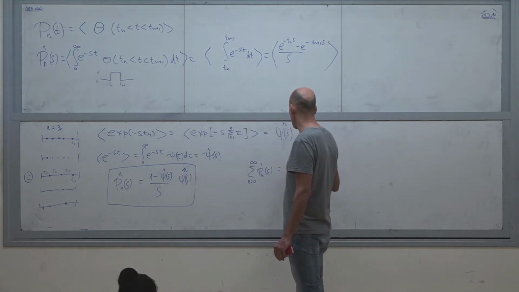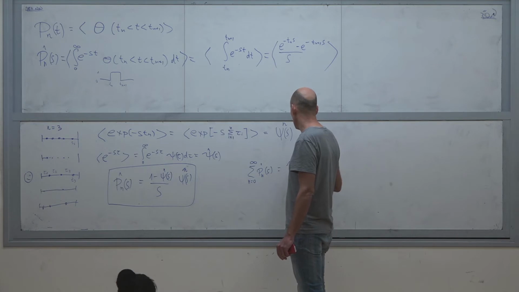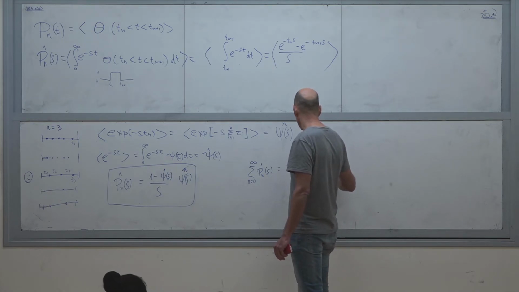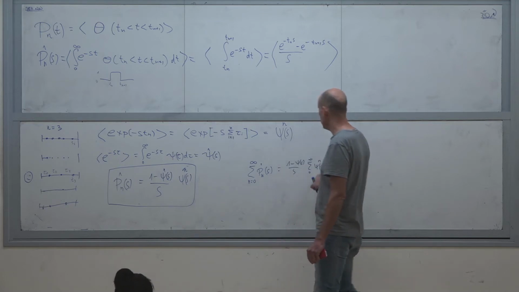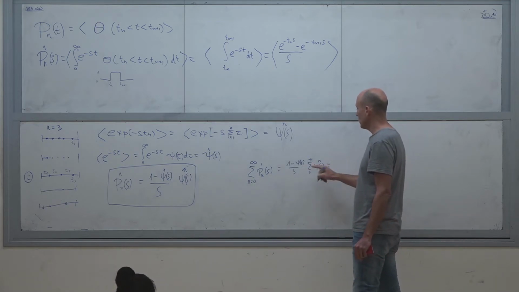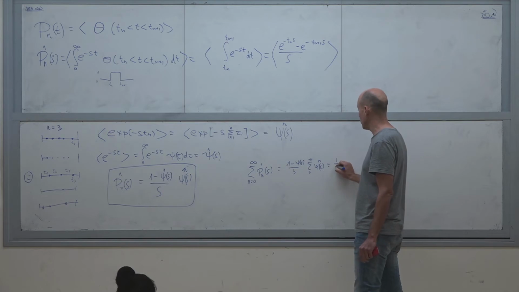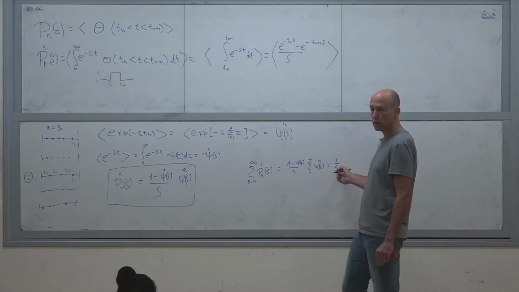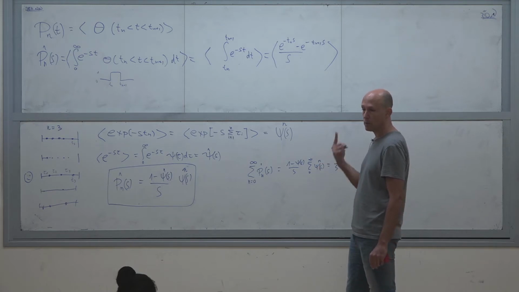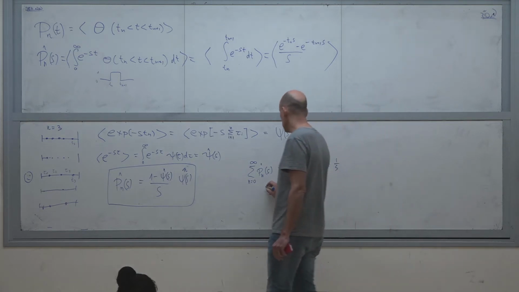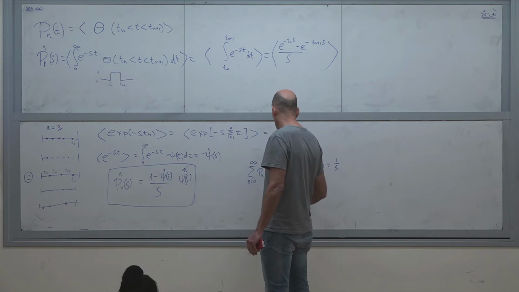This is equal to 1 minus psi s over s, sum 0 to infinity, psi s to the power n. What is this? This is a geometric series. This is the same as this, 1 over s. What does it mean? What is the inverse of 1 over s? In real time it is 1. And this means that the sum of Pn of t is equal to 1. And that's normalization.